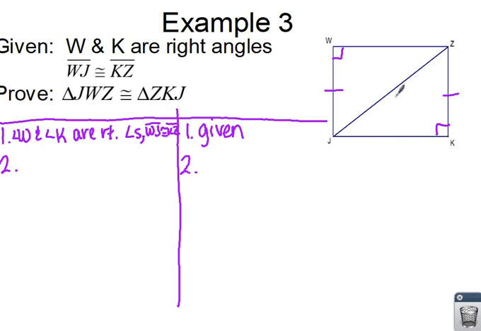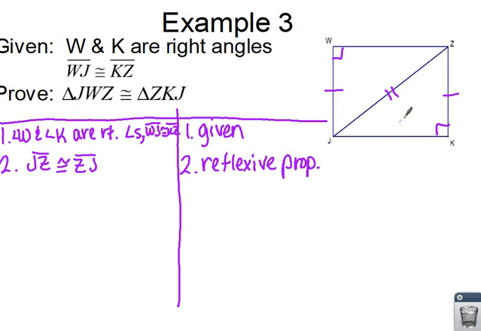Okay, so obviously in the middle we have a reflexive, so we can say JZ is congruent to ZJ by reflexive. Okay, and then looking at your triangles, you've got angle side side. This is right angle, and then a side and a side. That's HL. So we can say triangle JWZ is congruent to triangle ZKJ by HL.